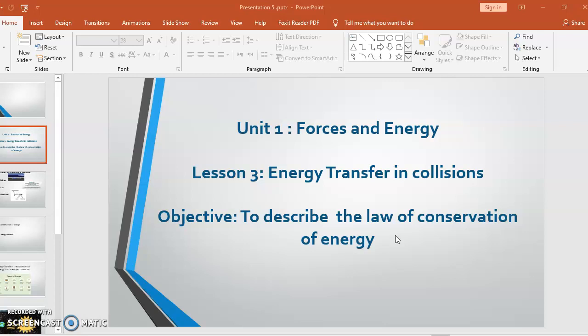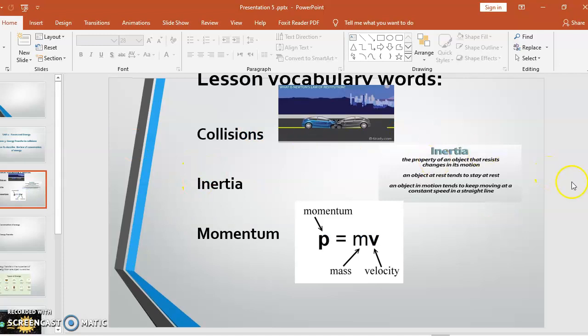So please focus with me, bring your book, open it at page 52, and come to explain. Let us revise our lesson vocabulary words.